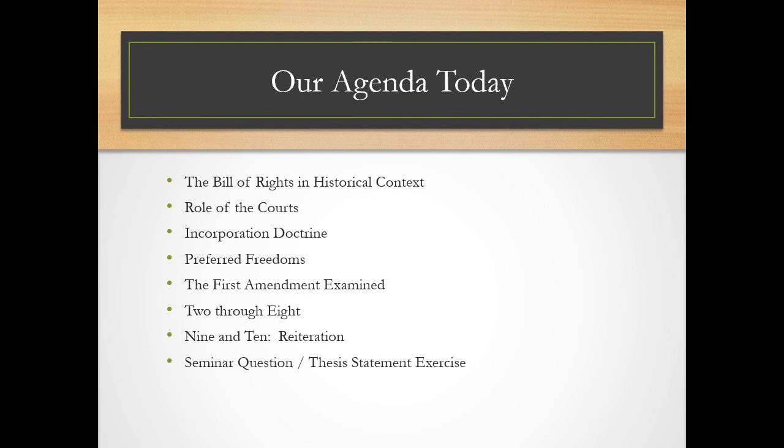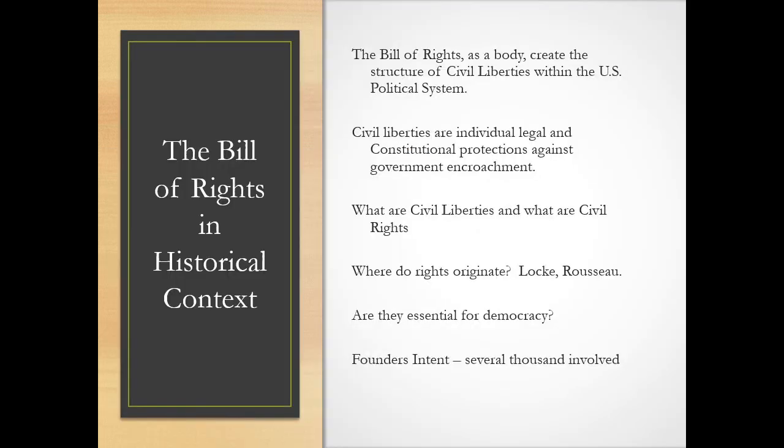And so our agenda today is to look at the Bill of Rights in historical context, as we want to do, right? Starting with Founders' Intent. We're going to look briefly at the role of the courts vis-a-vis civil liberties or the Bill of Rights. We're going to look at the Incorporation Doctrine, which is the 14th Amendment. So it's not one of the Bill of Rights, but incorporates the Bill of Rights to the states. We're going to look at preferred freedoms. We're going to have the First Amendment examined in depth. We're going to spend quite a bit of time on the First Amendment. And then, as time permits, we'll tailor it, but we'll do 2 through 8. 9 and 10, we'll reiterate. We touched on that when we did chapter 2. And then we'll reintroduce the seminar question and craft a thesis statement.